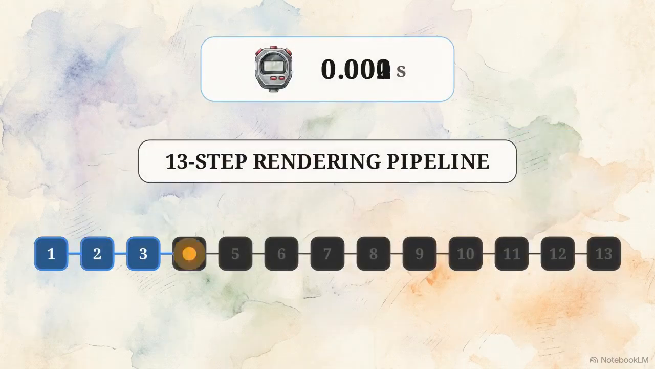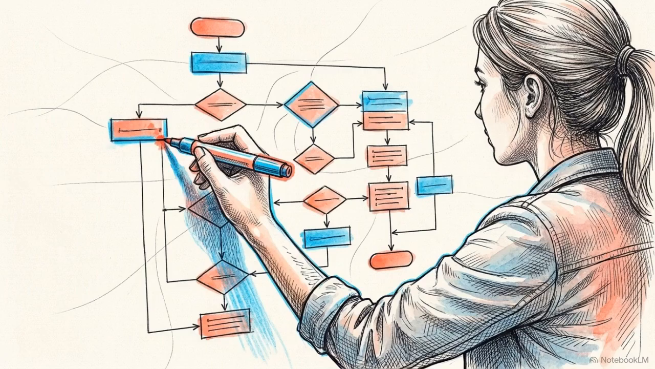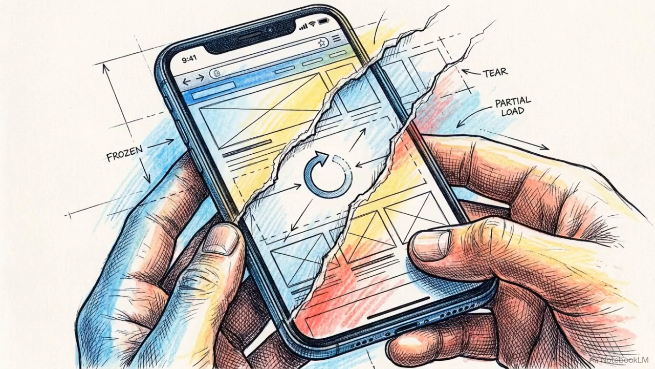To accomplish this, the browser executes a strict 13-step rendering pipeline, completing the entire process in a matter of milliseconds. Understanding the exact mechanics of this pipeline is the only way engineers can diagnose why highly capable devices still stall and stutter when loading seemingly simple web applications.